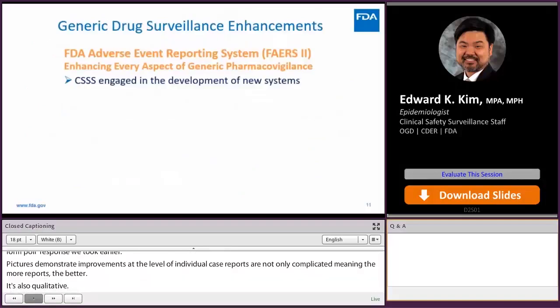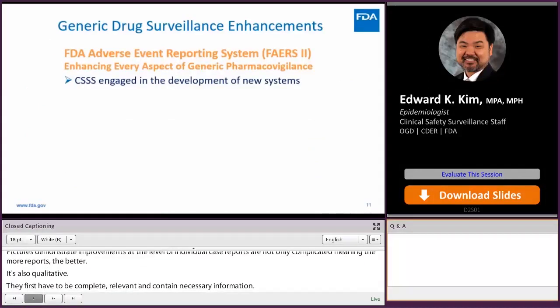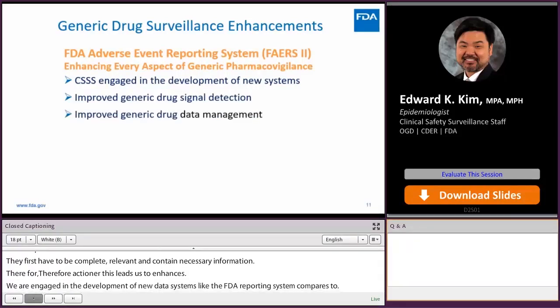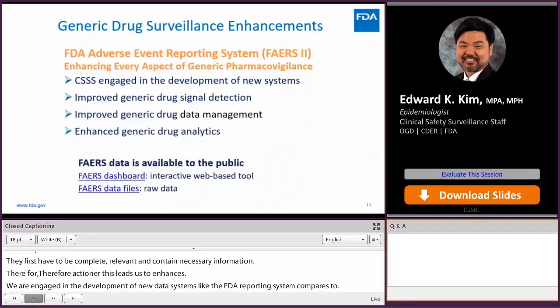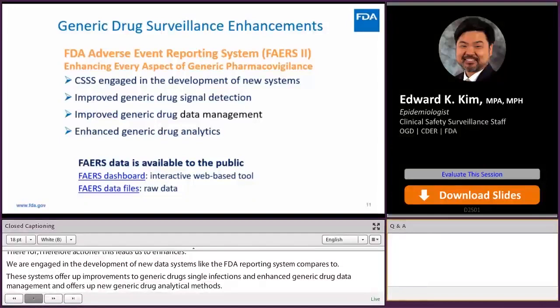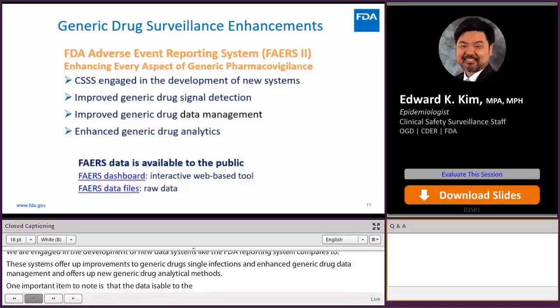CSSS is engaged in development of new data systems like FDA's Adverse Event Reporting System, FAERS-2. These systems offer improvements to generic drug signal detection, enhanced generic drug data management, and new generic drug analytical methods. One important item to note is that FAERS data is accessible by the public. In the following links on the slide, folks can access the FAERS dashboard, which is an interactive web database tool, and also FAERS data files for raw data.